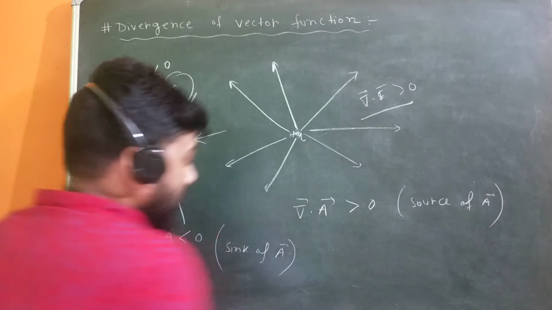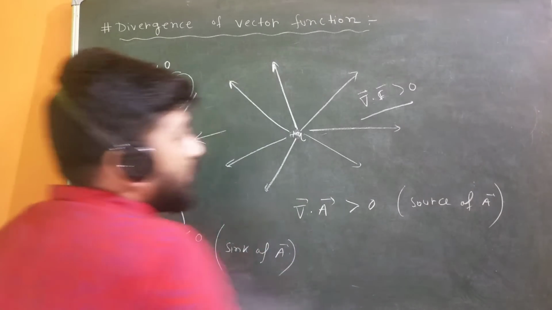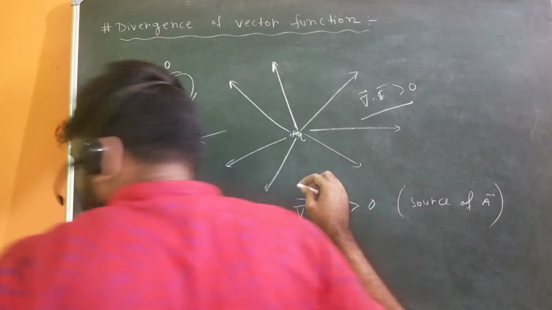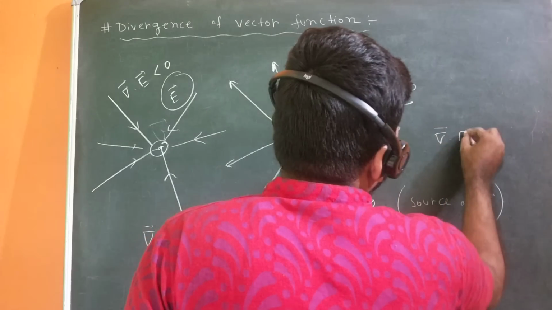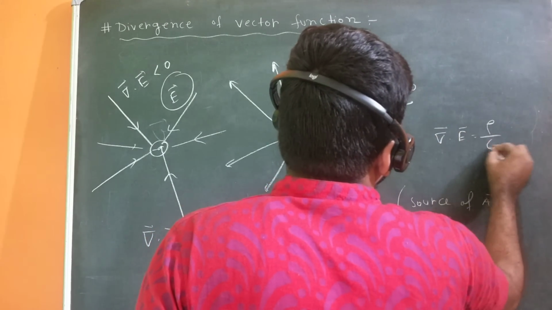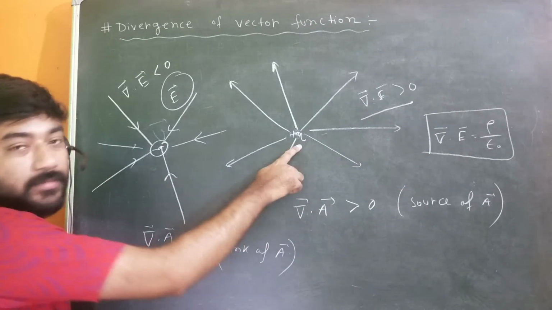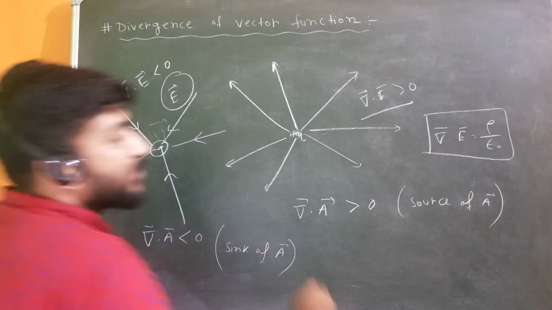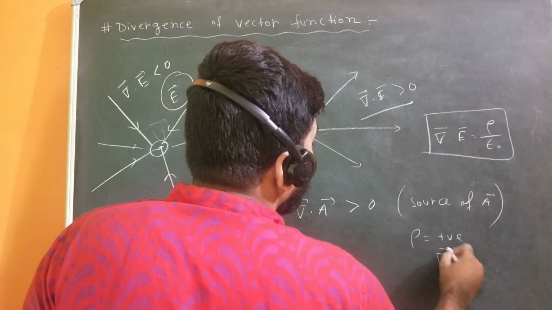And this is obvious. If you are aware of Gauss's law, then you know that Gauss's law in differential form is divergence E is equal to rho by epsilon 0. Rho is positive if this charge is positive. So in that case, you can see that for rho positive, divergence E is greater than 0.